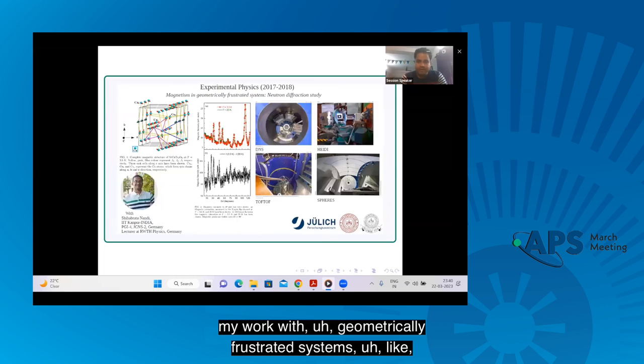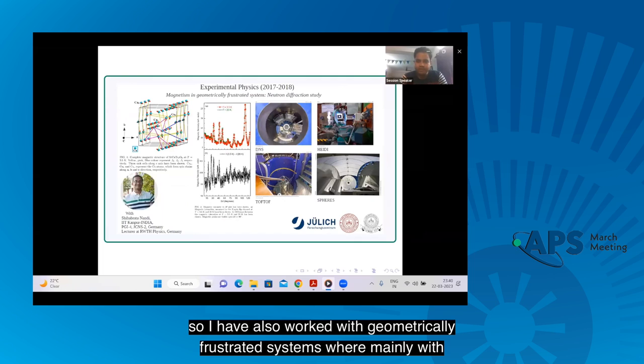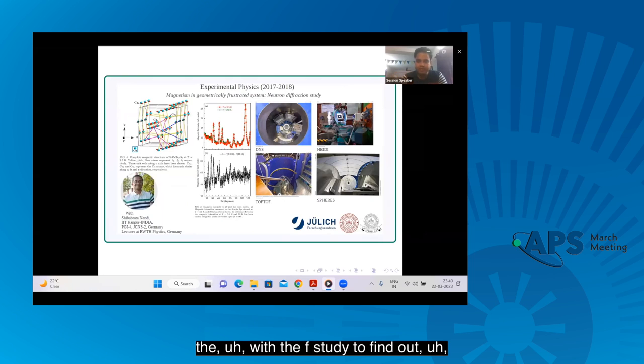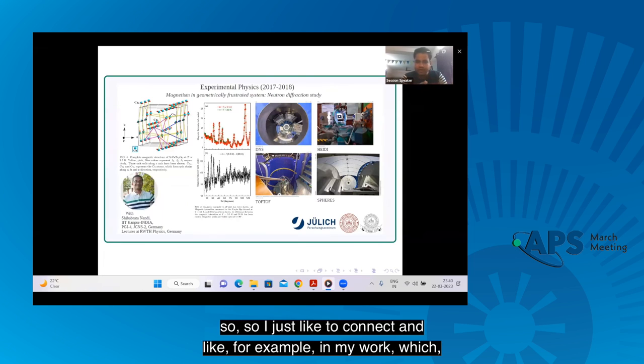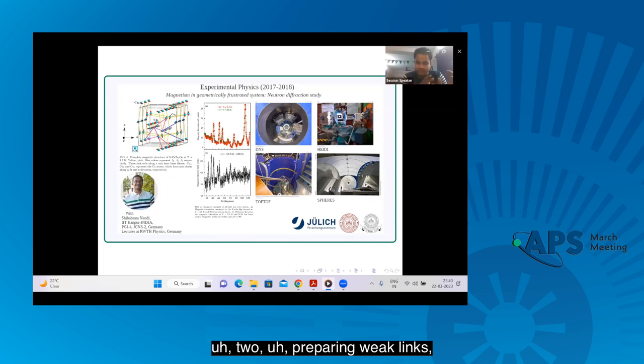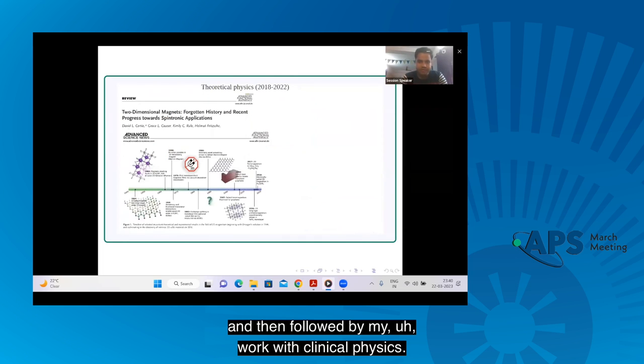And then my work with geometrically frustrated systems. I have also worked with geometrically frustrated systems, mainly within the framework of neutron diffraction study, to find out different new magnetic structures. So these things are there. I would like to connect, for example, my work with Josephson junctions, preparing weak links, followed by my work with geometrically frustrated systems within the framework of neutron diffraction study, and then followed by my work with theoretical physics.